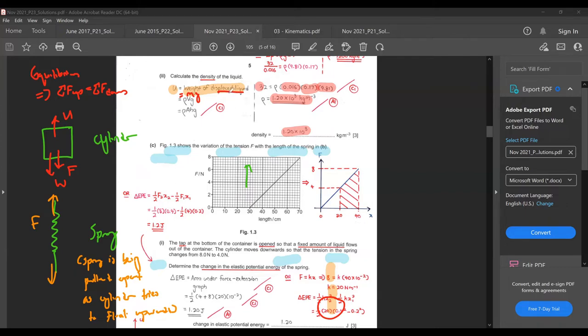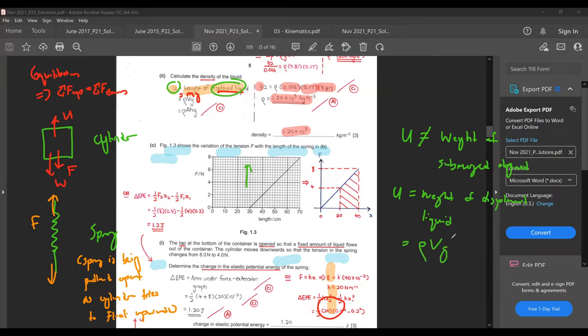Okay, so always remember that up thrust is the weight of displaced liquid. Okay, there's something that somehow people always get confused. Up thrust is not the weight of the submerged object, because I've had people think that up thrust is the weight of the submerged object. No, it's not that. Up thrust is weight of displaced liquid. And then after that is rho vg.